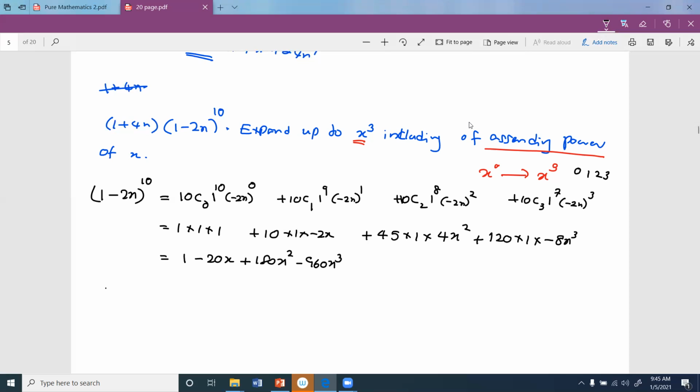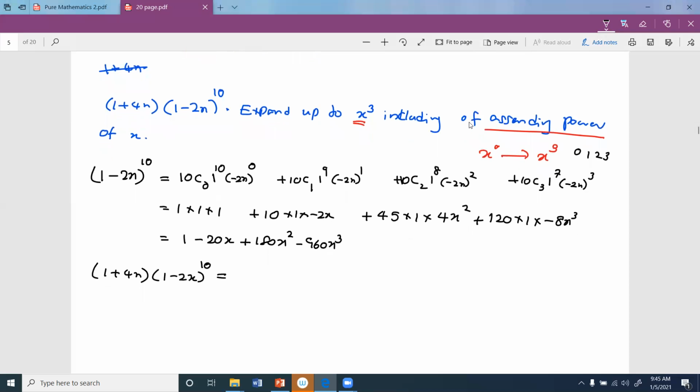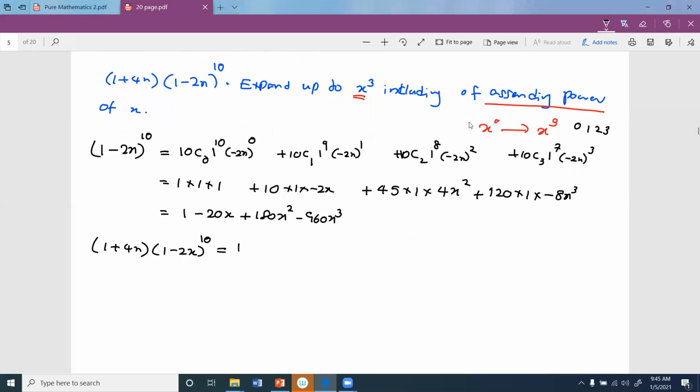Then we have to expand this one with this bit: 1 plus 4x times 1 minus 2x to the power 10, right? When you do this, you need the powers up to x to the power 3 only, right? Then this is similar to 1 plus 4x, and we can use the expanded version: 1 minus 20x plus 180x to the power 2 minus 960x to the power 3, right? Then we can do it. First multiply with 1. 1 into 1 is 1, minus 20x, the same expression comes, plus 180x to the power 2 minus 960x to the power 3, right?